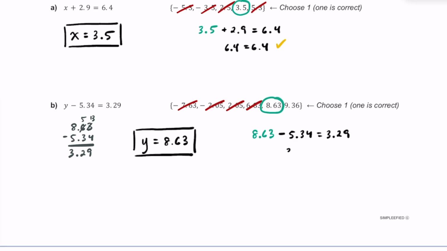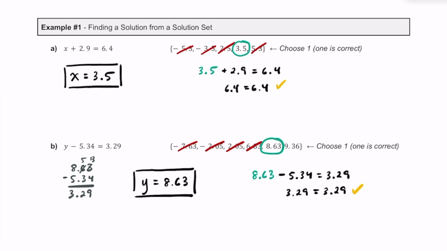And we just subtracted to check, but the 3.29 is the value of the left side, and the right side is equal to also 3.29, so these expressions are equivalent, so we know that our answer does make sense here. All right, so that's just example 1 where we just went ahead and found a solution from a solution set. We just had to choose and find out which one makes sense.